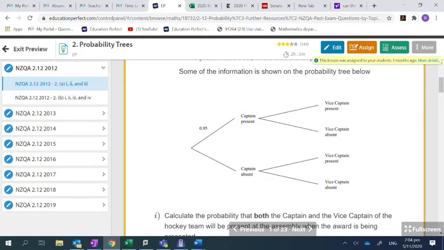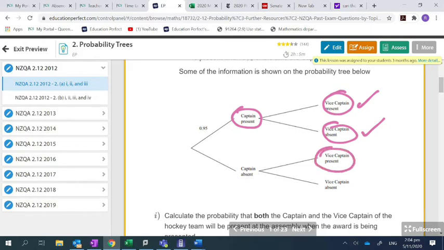Captain present, that means anything after that is good. Even if the vice captain's not there, we don't care, right? So if he's present, this branch and this branch would both work. Okay? If the captain is absent, the only one that works is when the vice captain is present. Because these two, this branch here, would be where they're both absent, and we can't have that. Right? We need at least one of them to be there.